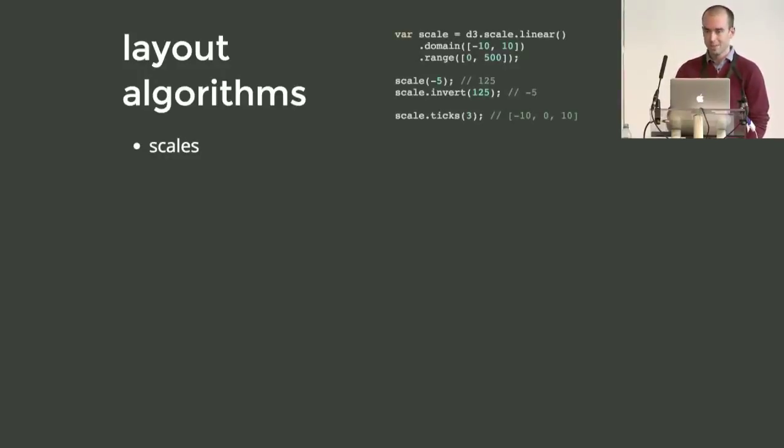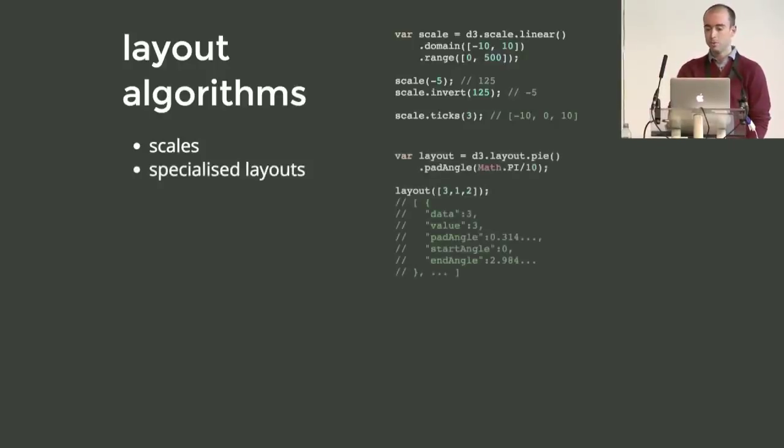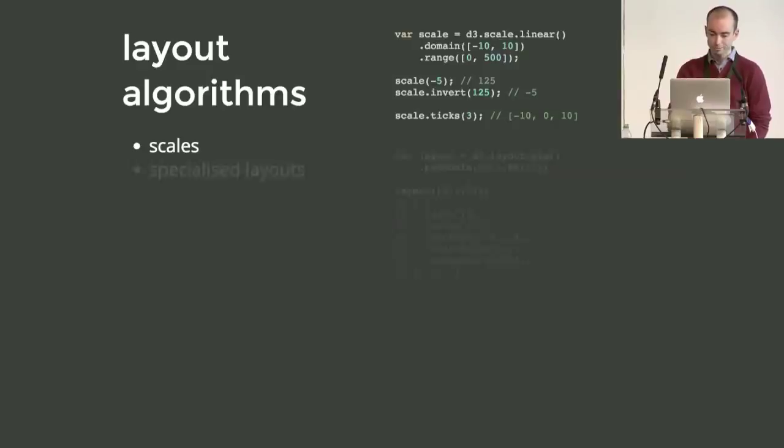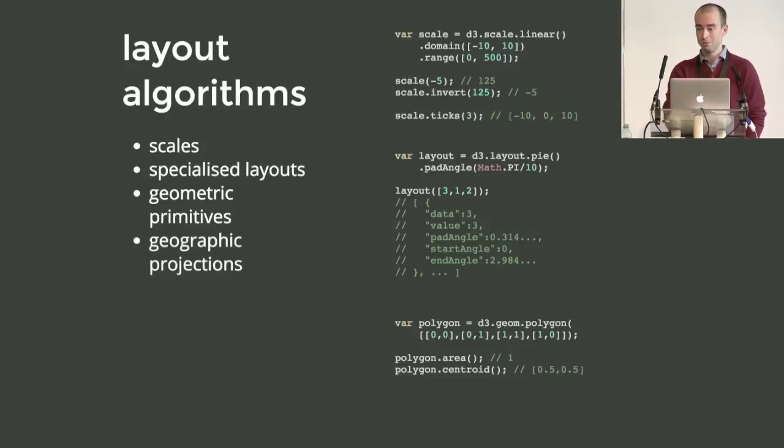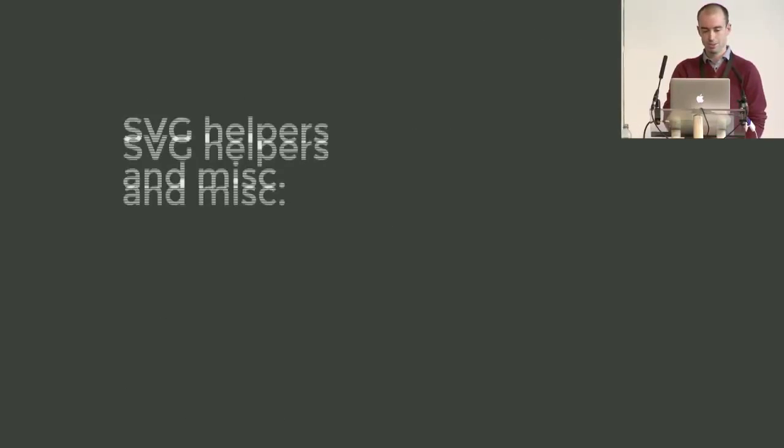Another big part of it is layout algorithms, and an example of that is scales. So scales are like the building block of axes. The scale converts from a data domain value into a pixel domain value. You've got specialized layouts. So this is a helper which, if you're creating a pie chart, you might use it. You give your data to it. It gives you back angles for the pie chart. Got some geometric primitives, and you've also got some geographic projections, but I've not really used either.